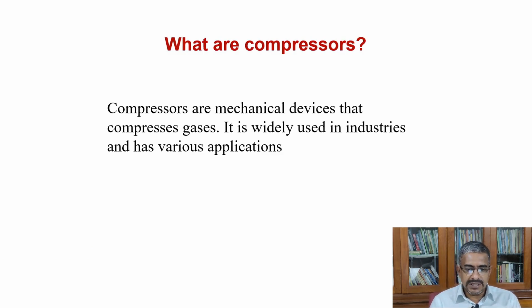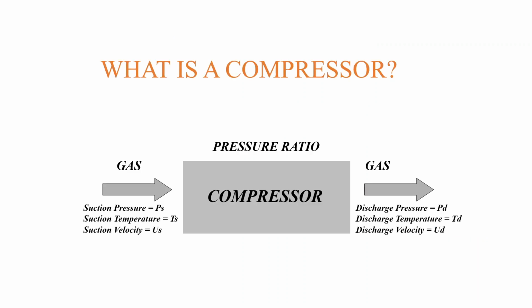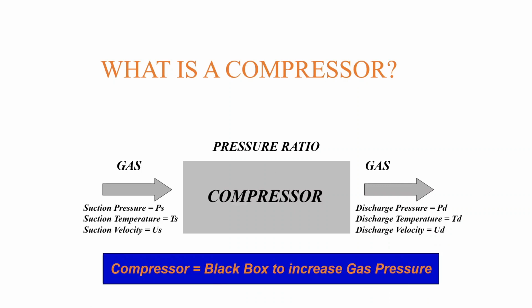What are compressors? Compressors are mechanical devices that compress gases. It is widely used in industries and has various applications. Look into this picture. The compressor is a mechanical machine and gas is entering the compressor. Three parameters are taken care of here: suction pressure, suction temperature and suction velocity. As it compresses, these three parameters vary in the discharge area: discharge pressure, discharge temperature and discharge velocity. A compressor is a black box to increase gas pressure.